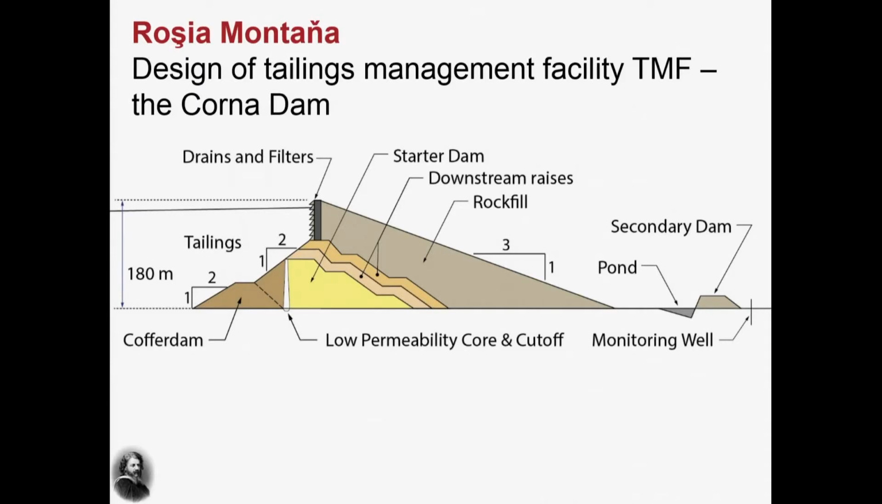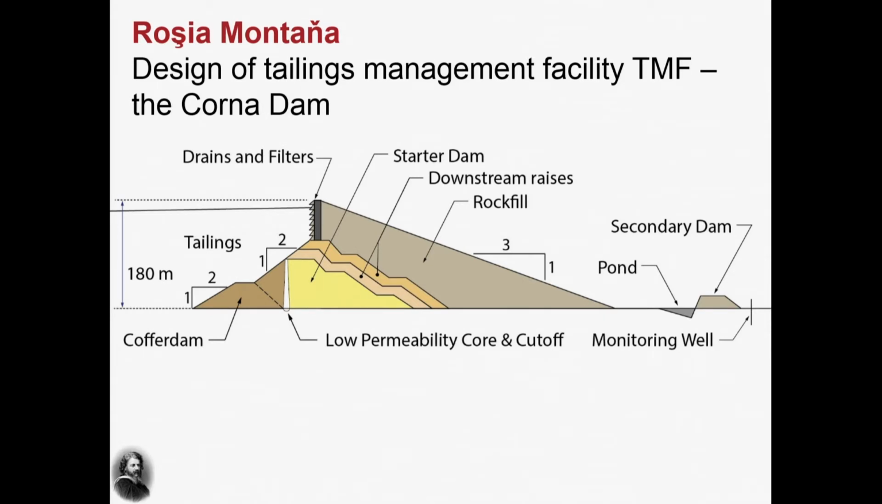We go to the third case study, which is the design of a tailings containment facility in Romania. It's called a TMF, and the name of the dam is Corner Dam. It's a company called Gabriel Resources, a mining company wanting to exploit gold in Romania. And it has designed a tailings dam as shown here.